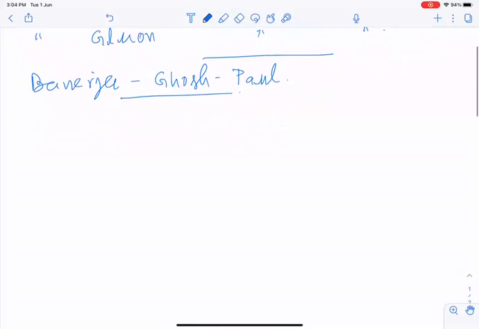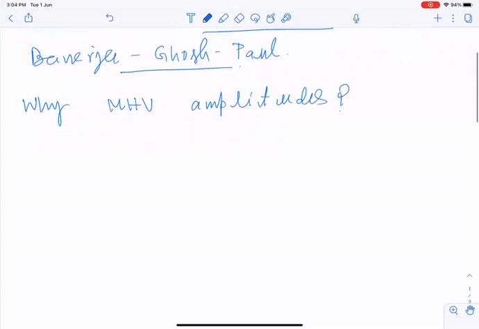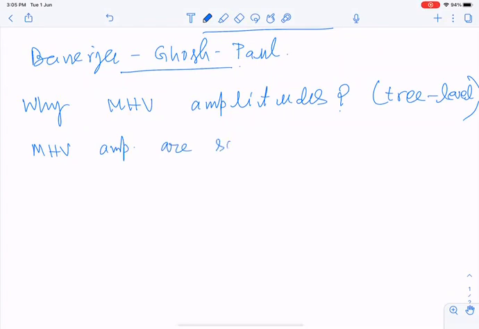I'll now state why we are interested in MHV amplitudes. Everything here is at tree level, so there are no loops and things like that; that is implied, and I will not mention it explicitly. So why MHV amplitudes? MHV amplitudes are sort of the simplest scattering amplitudes.